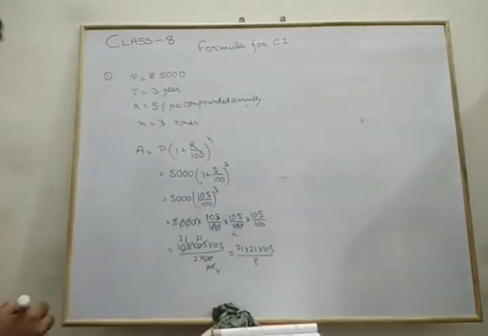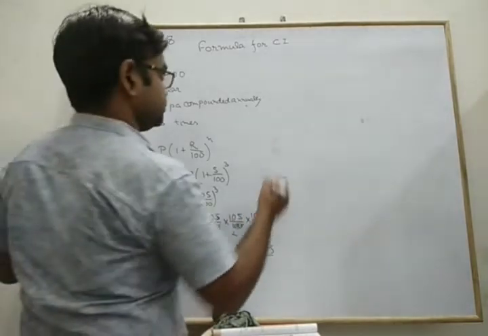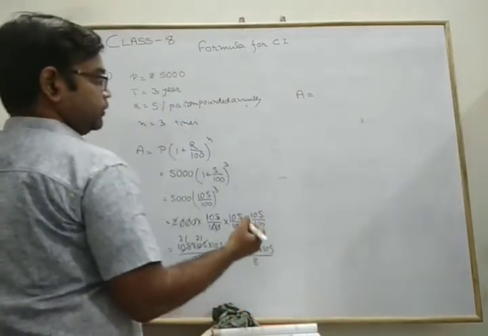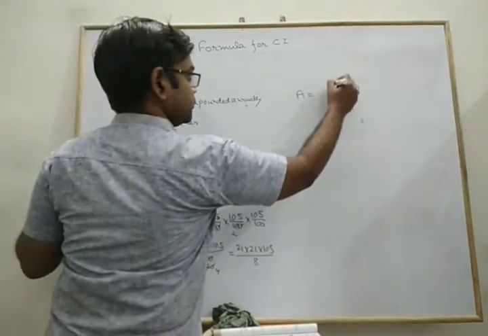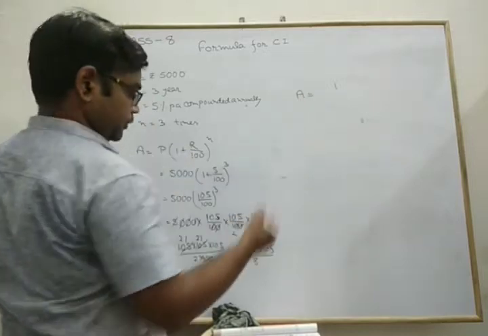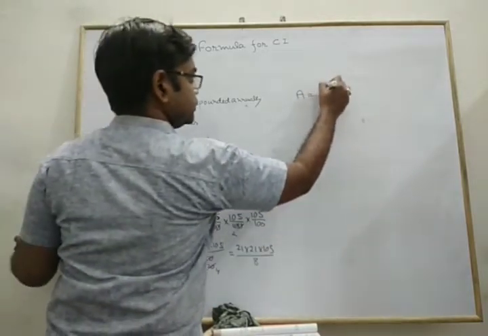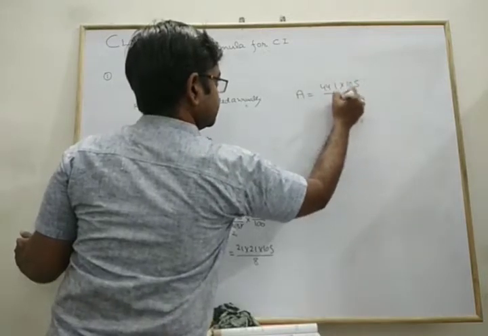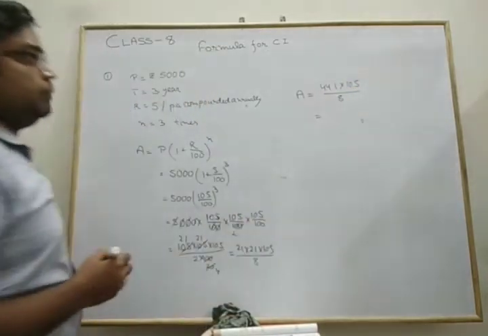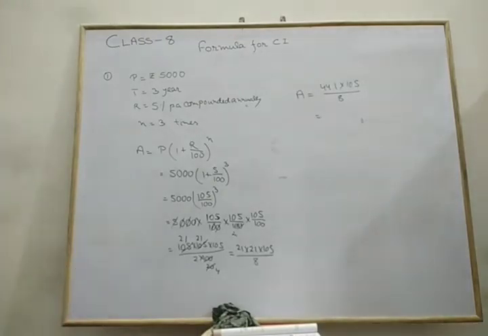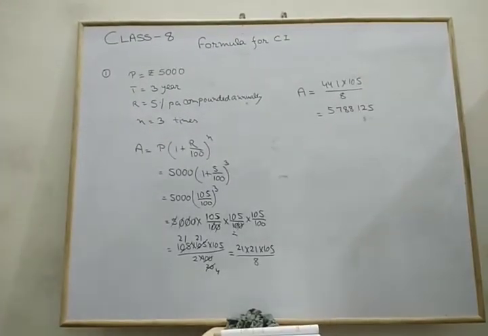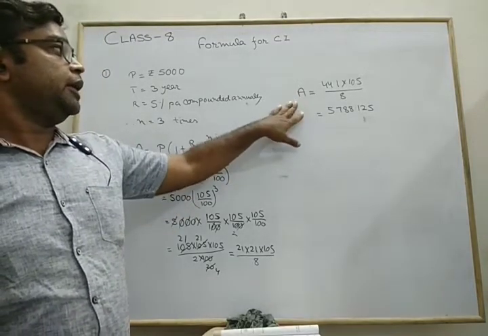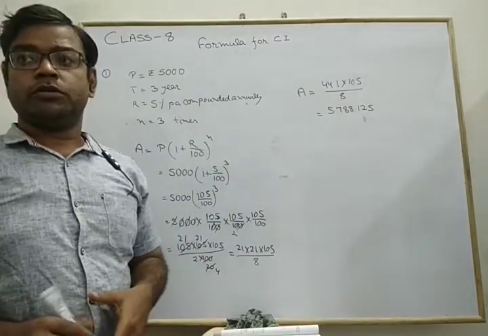This is your solution. Now come to this side. Its amount equals 21 into 21. 21 into 21, carry 21 plus 42 plus 4, 441 into 105 by 8. In this multiply, we have the answer. Sorry students, I forgot to put on my mic. Now this is A equals, this is your solution.